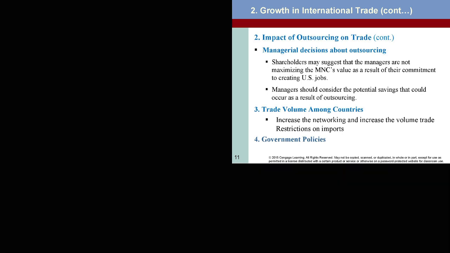Trade volume among countries. So I will end this part here. We will continue in the second part.